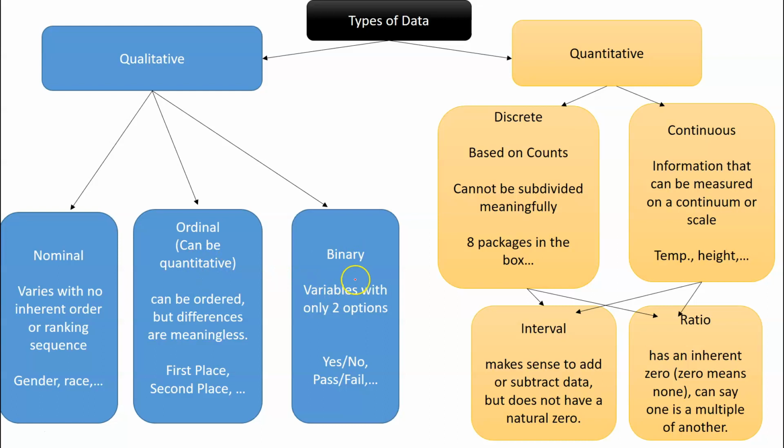And then there's binary. I didn't even mention this. It's really just two options. Yes, no, pass, fail. That falls under qualitative. Binary, we actually do quite a bit with the binary distribution, which I know doesn't mean anything to you right now, but it will in the future.